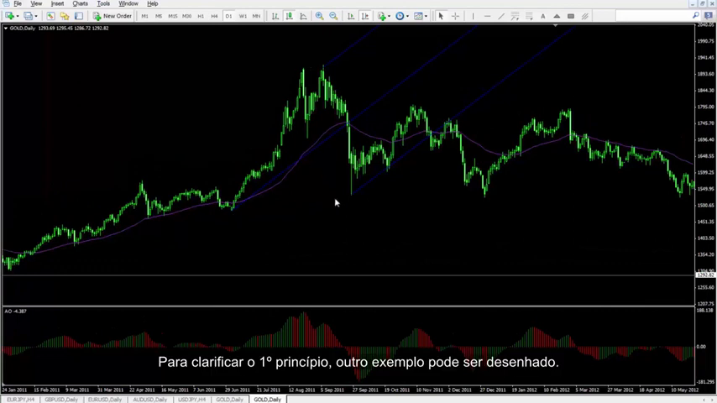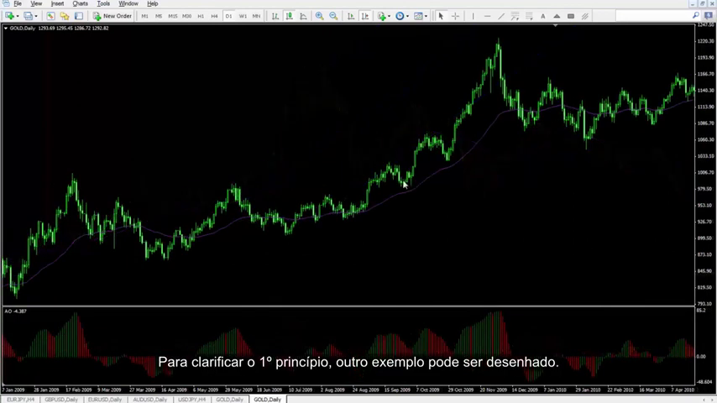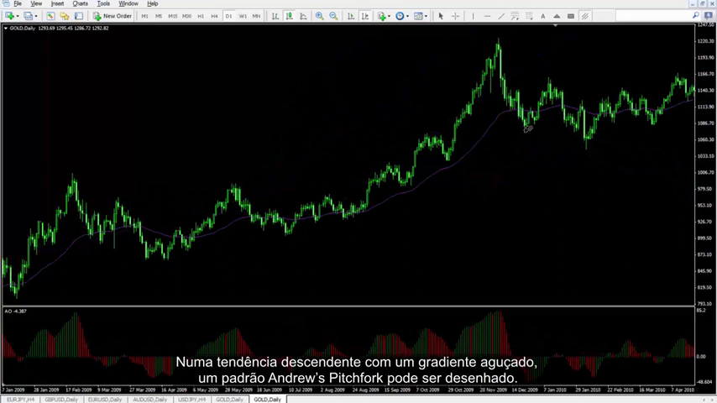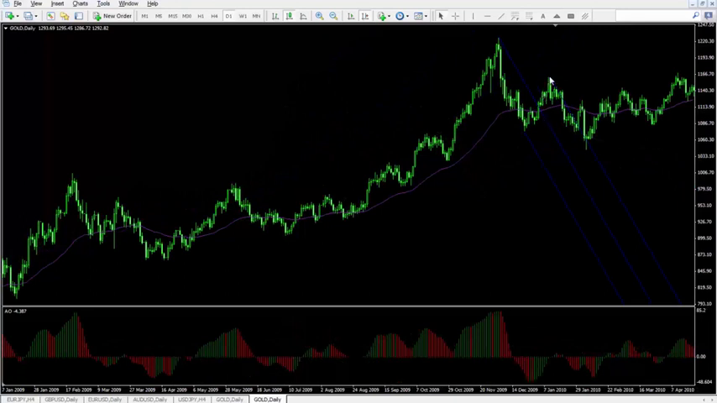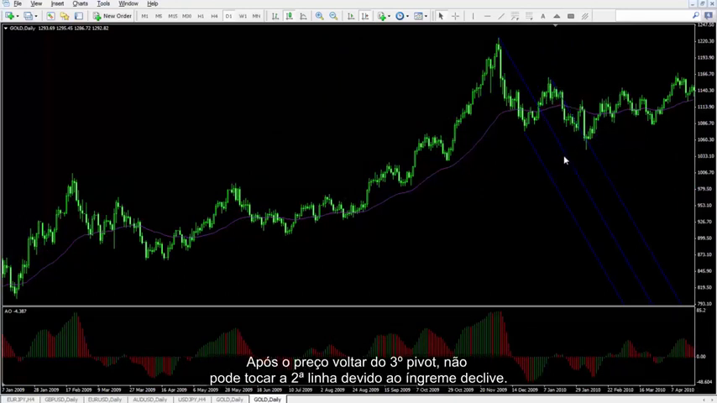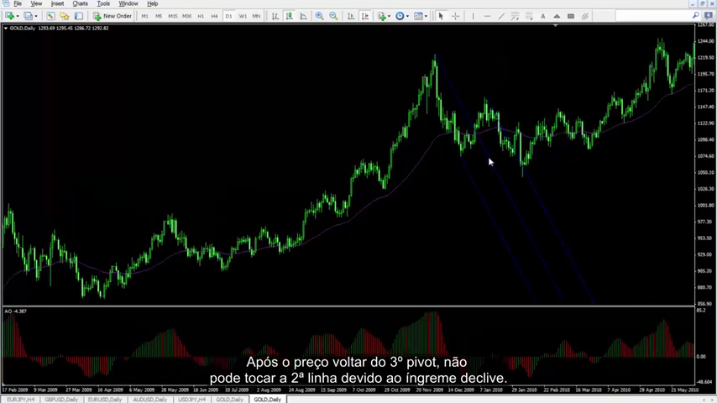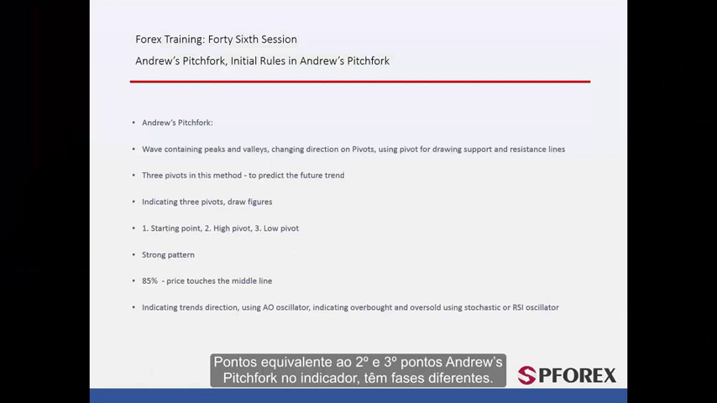To clarify the first principle, another example can be drawn. On a downward trend with a sharp gradient, an Andrew's Pitchfork pattern can be drawn. After the price has returned from the third pivot, it could not touch the second line due to the steep slope. Equivalent points of the second and third Andrew's Pitchfork points on the indicator chart have different phases.